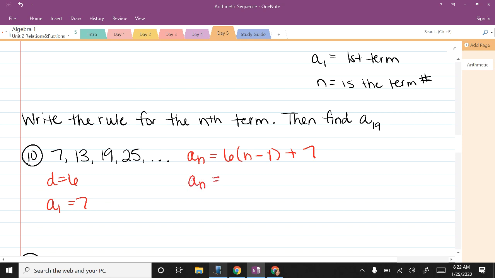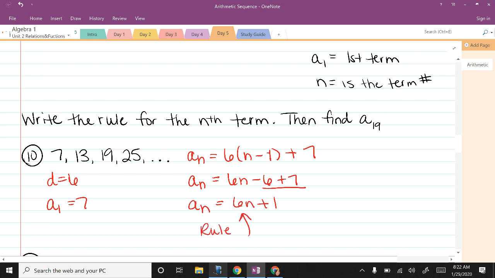A sub n equals, what do we got to do here? Distribute, absolutely. What's 6 times n? 6n. And what's 6 times negative 1? Negative 6. And then copy the plus 7. Is there anything I can do to simplify? Like terms, right? So A sub n equals 6n plus 1. That is the rule.